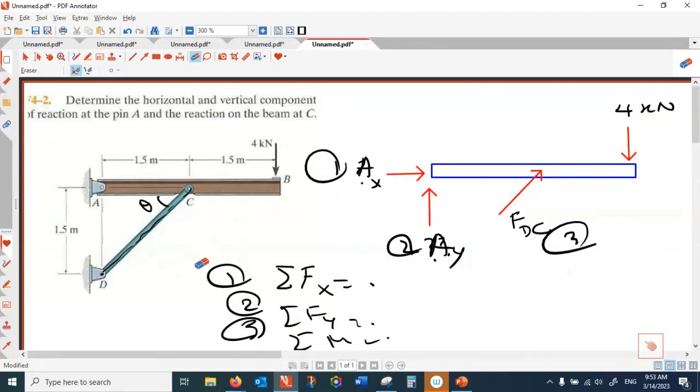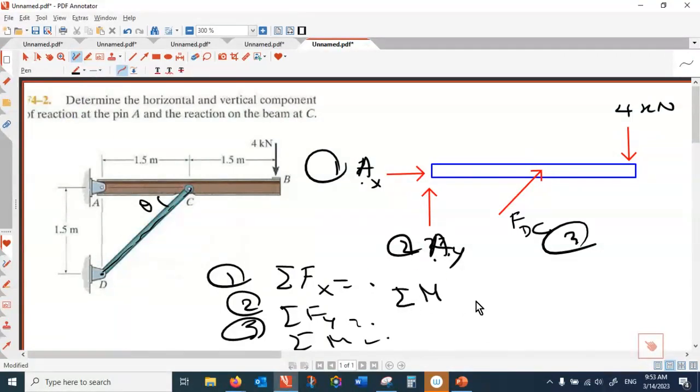A or C? C? Okay, if I take C, that would vanish FDC, that would vanish AX, and only you have AY. This is like a seesaw. AY multiplied by that distance is equal to 4 multiplied by that. And then that would tell me that AY is equal to 4 kilonewton, isn't it? Yes? So let's try that together.